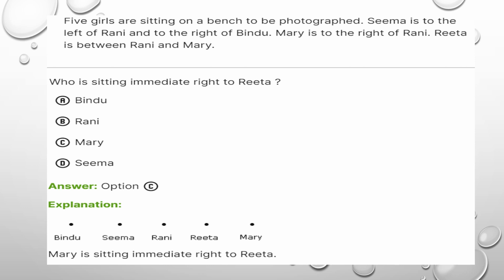Mary is to the right of Rani. Rita is between Rani and Mary. So with this you can confirm the remaining positions. Now basing on this simple description, 4 more sub questions will be asked. One among which is who is sitting immediate right to Rita. Yes, then the right option is Mary. That is option C.